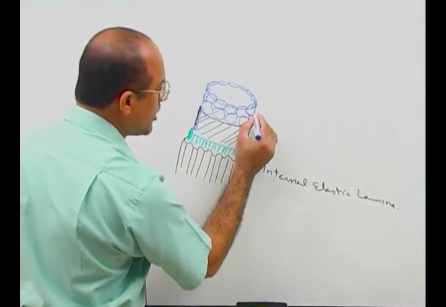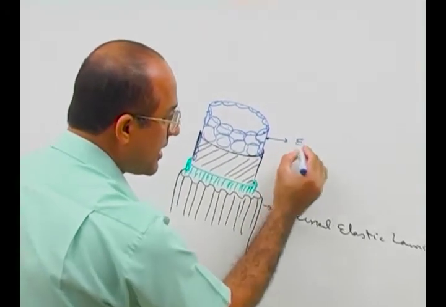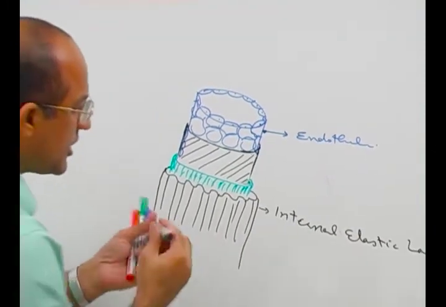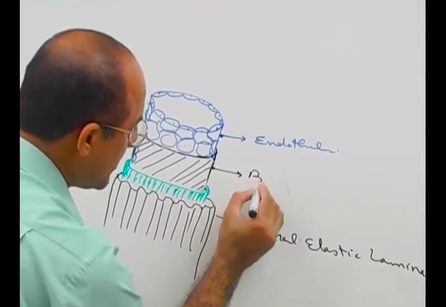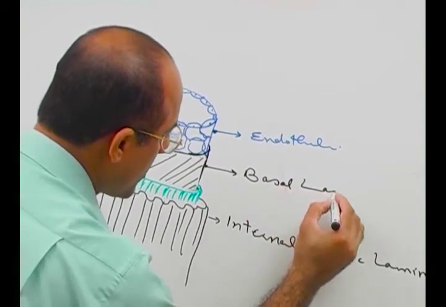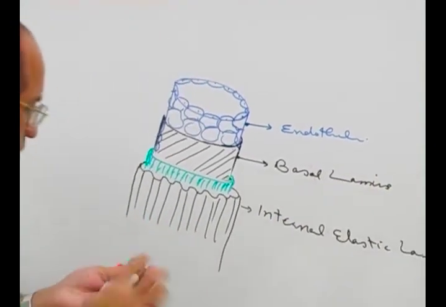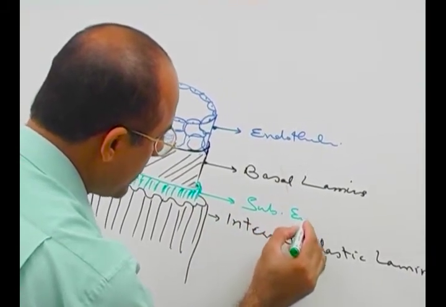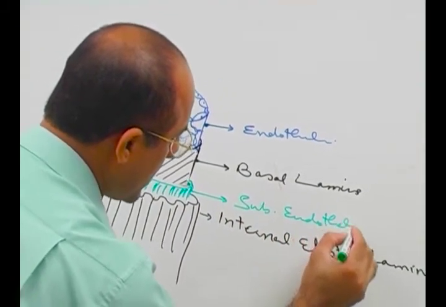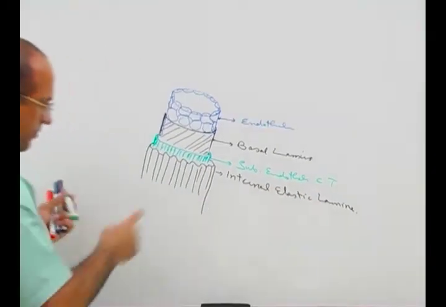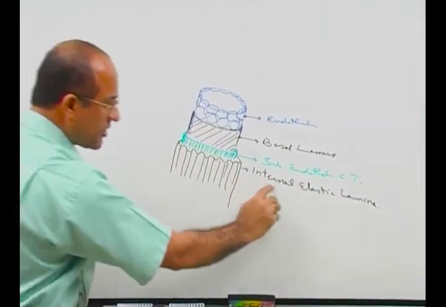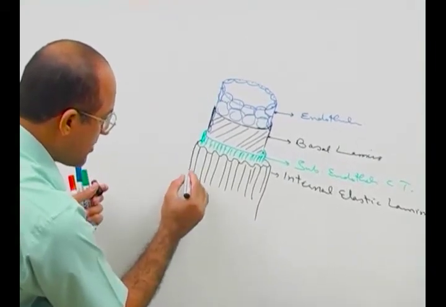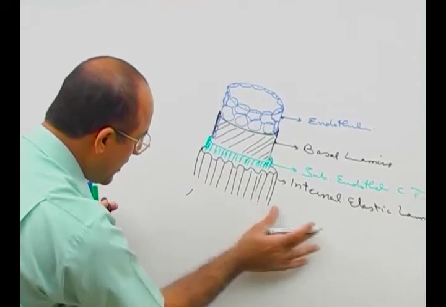What was this layer called? Endothelial cell layer. What was this? Yes, very good. Basal lamina. What was this? Yes, subendothelial connective tissue. And around all these layers, what is this? Internal elastic lamina.